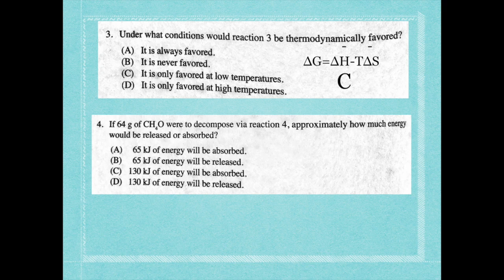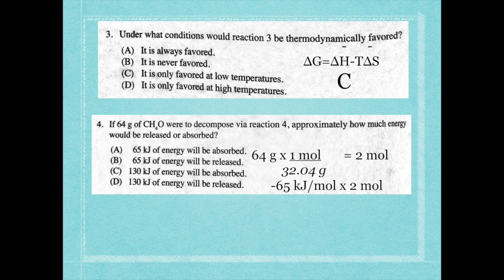So in this case, what I can do is I can say, okay, I have 64 grams of CH4O. How many moles would that be? So I'm going to divide by its molar mass. That's 2 moles. Now I know it releases 65 kilojoules for every mole of reaction. I'm going to take the 65 kilojoules and multiply that by 2, so that gives me 130. Now notice, it's going to be negative 130, that would be 130 kilojoules of energy that are going to be released, because released implies that it's going to be negative. So your answer is D.